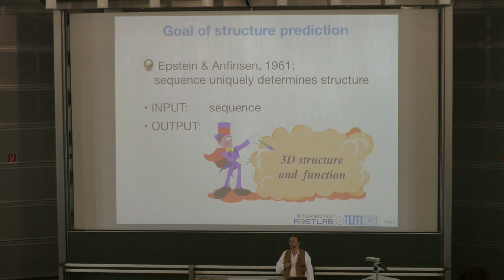One way in which we can predict 3D structures is by comparative modeling. Comparative modeling means I have a protein for which I experimentally know the structure, and another one for which I do not know the experimental structure, but I see that these two have similar sequences.